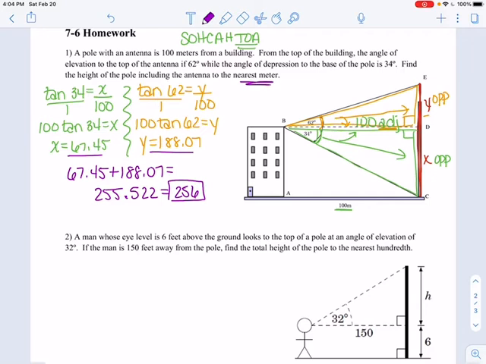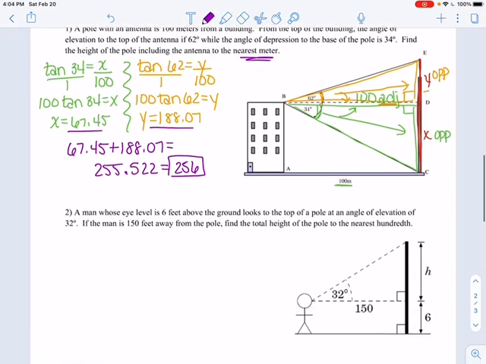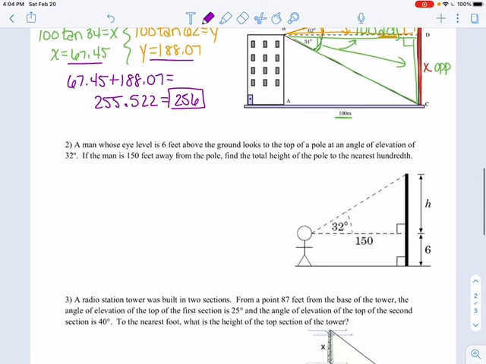Okay, number two, going to be a little bit more straightforward here. So we have a man whose eye level is 6 feet above the ground, looks up at the top of the pole at the angle of elevation of 32 degrees. If the man is 150 feet from the pole, find the total height of the pole to the nearest hundredth. Okay, so again, I need to find the total distance here that I just highlighted in purple.